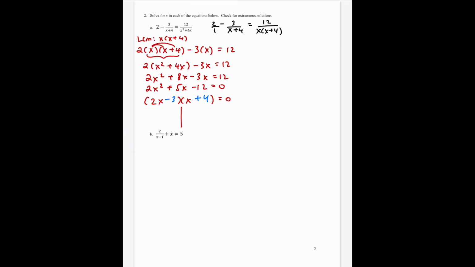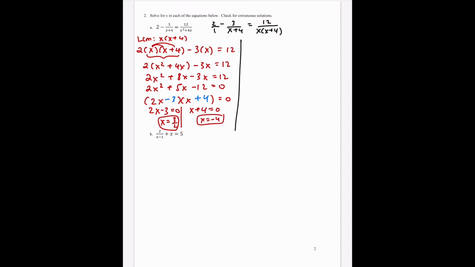So the first one is 2x minus 3 is 0. Add the 3, divide by 2, it's 3 over 2. The one on the right is pretty straightforward. x plus 4 is 0. Subtract the 4 from both sides. x is equal to negative 4.